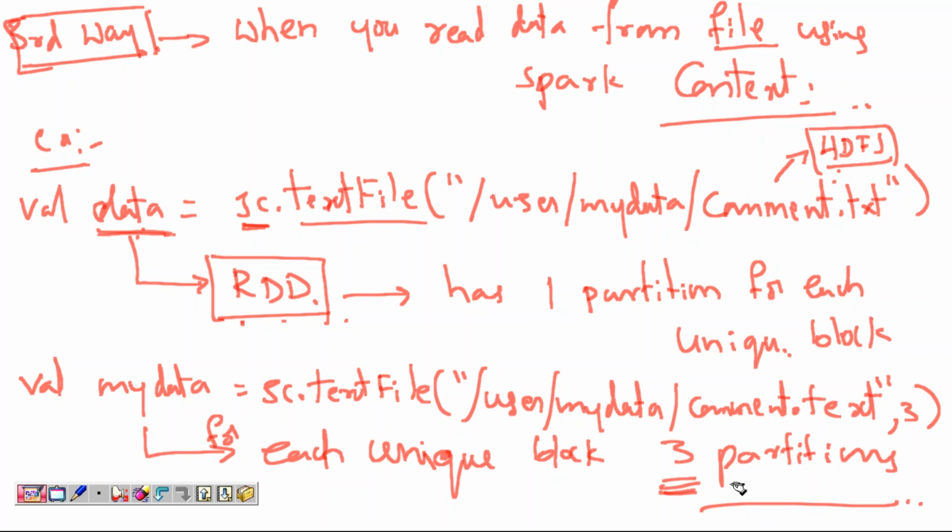Okay. These are the 3 different ways how to create your RDDs. Once again, I am summarizing. 3 ways to create an RDD. Way number 1, when you parallelize a local object.